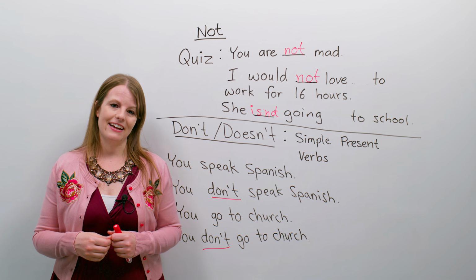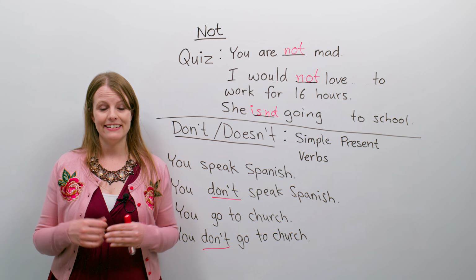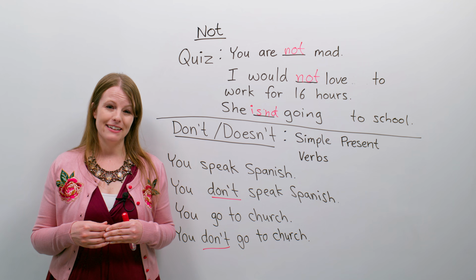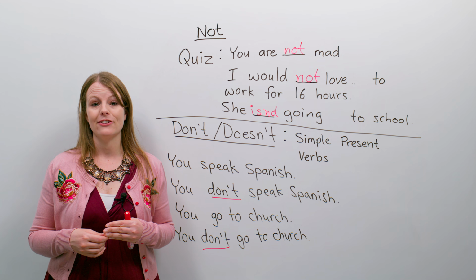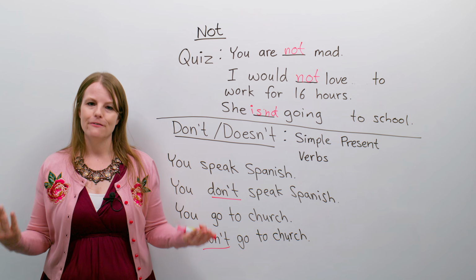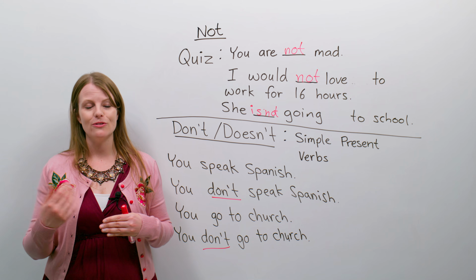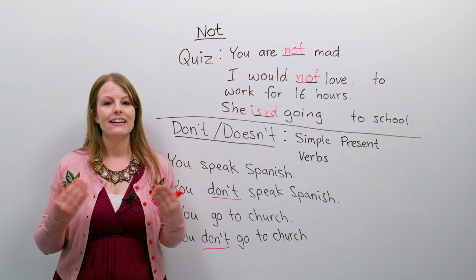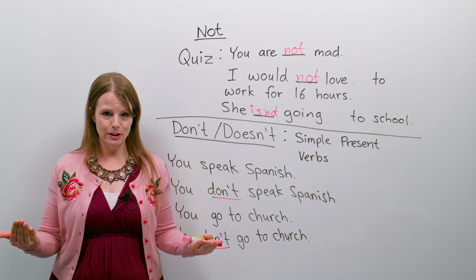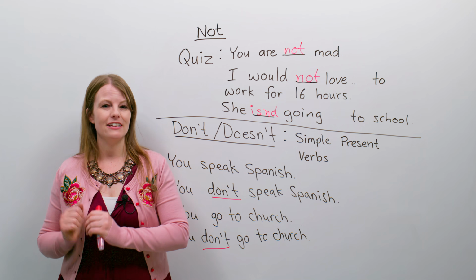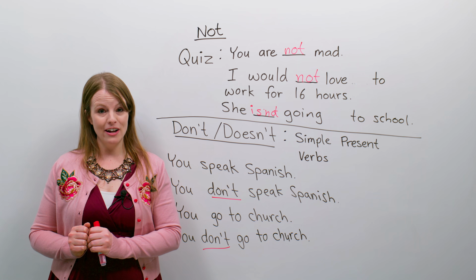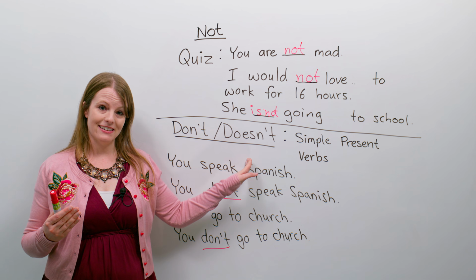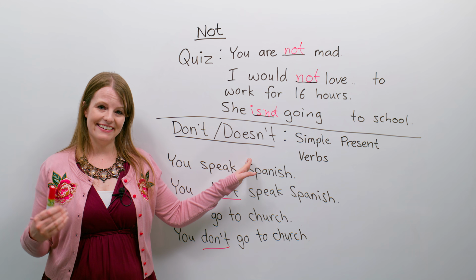Play is an example of a simple present tense verb. He plays, she plays, I play. Work is another example. Travel, visit, look, do. These are all examples of simple present tense verbs. And so with the simple present tense verbs, when they are not be verbs and they are not helping verbs, we use don't or doesn't. Let's look at doesn't now.